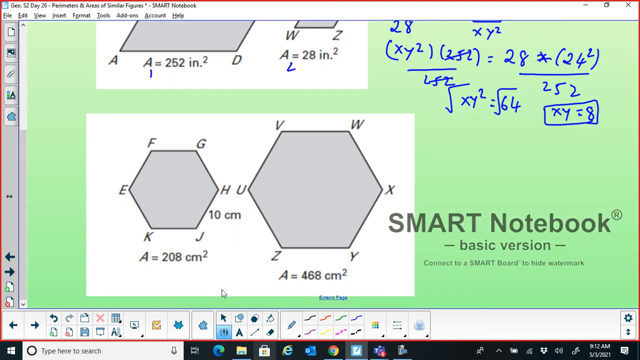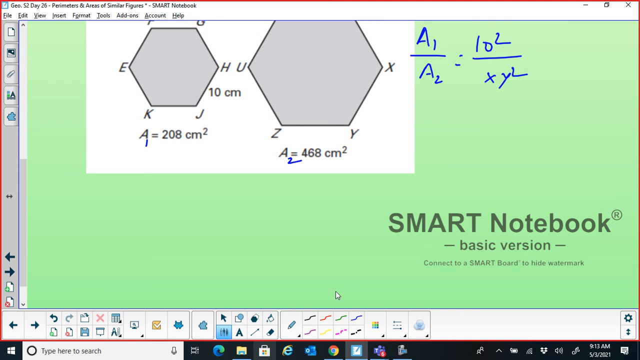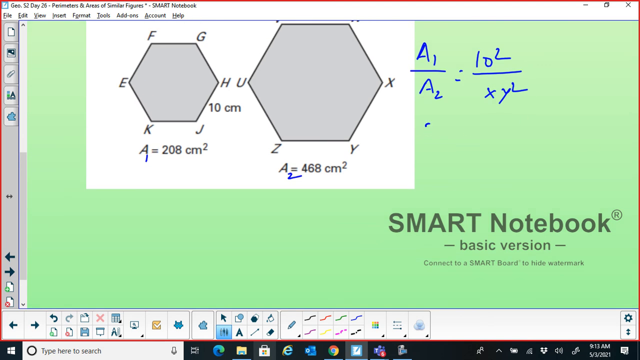Let's try one more problem here. This one I will work the same way. This is your area 1 and this is your area 2. Area 1 is to area 2 equals the side which is given square divided by the corresponding side square. Corresponding to 10, I have xy, so xy square. A1 is 208 and A2 is 468, equals 10 square over xy square.